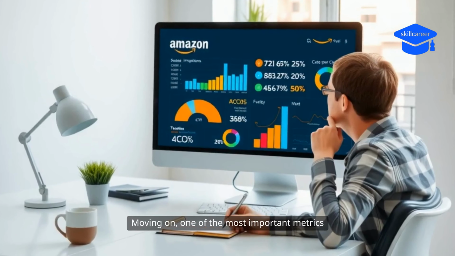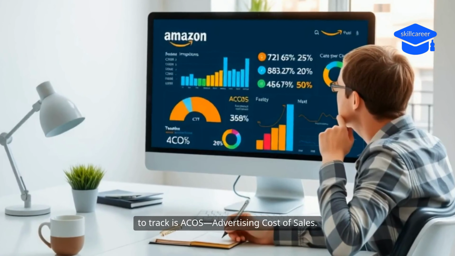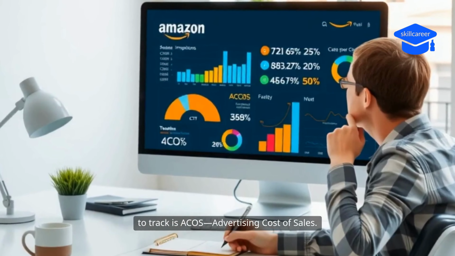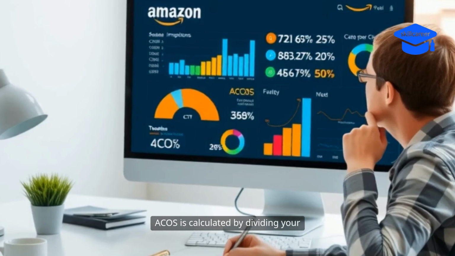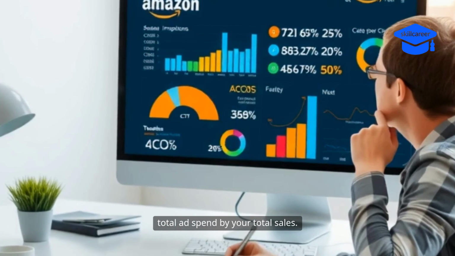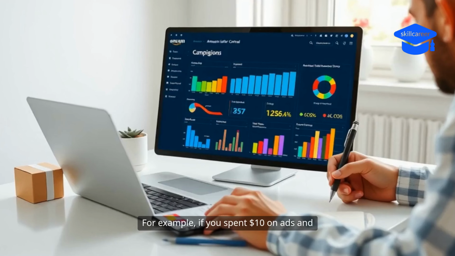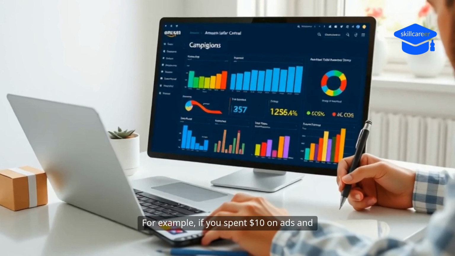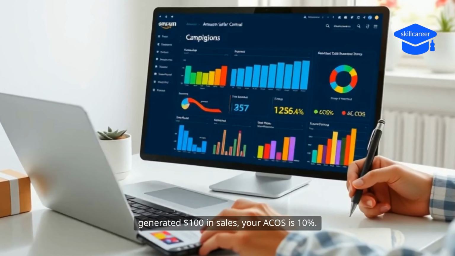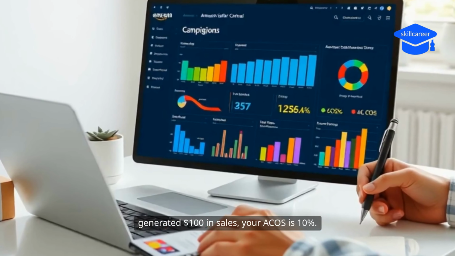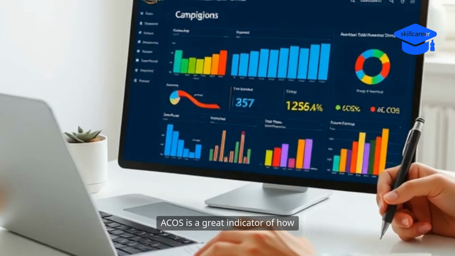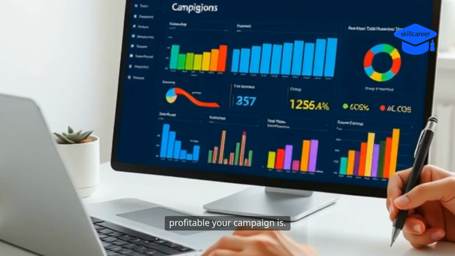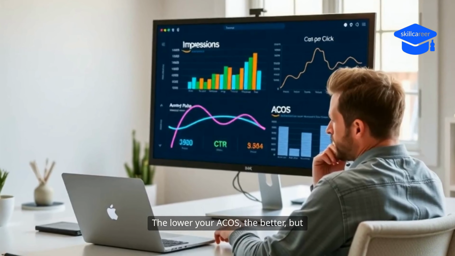Moving on, one of the most important metrics to track is ACOS, Advertising Cost of Sales. ACOS is calculated by dividing your total ad spend by your total sales. For example, if you spent $10 on ads and generated $100 in sales, your ACOS is 10%. ACOS is a great indicator of how profitable your campaign is. The lower your ACOS, the better.